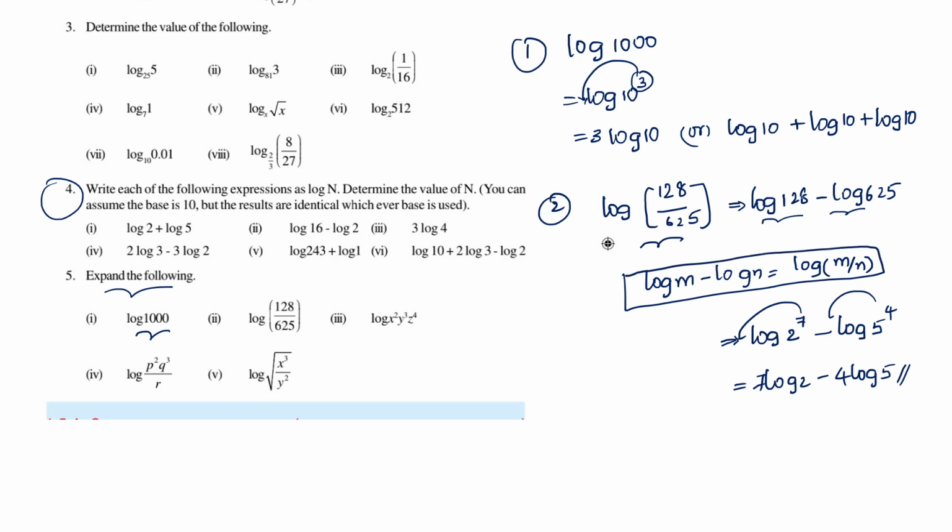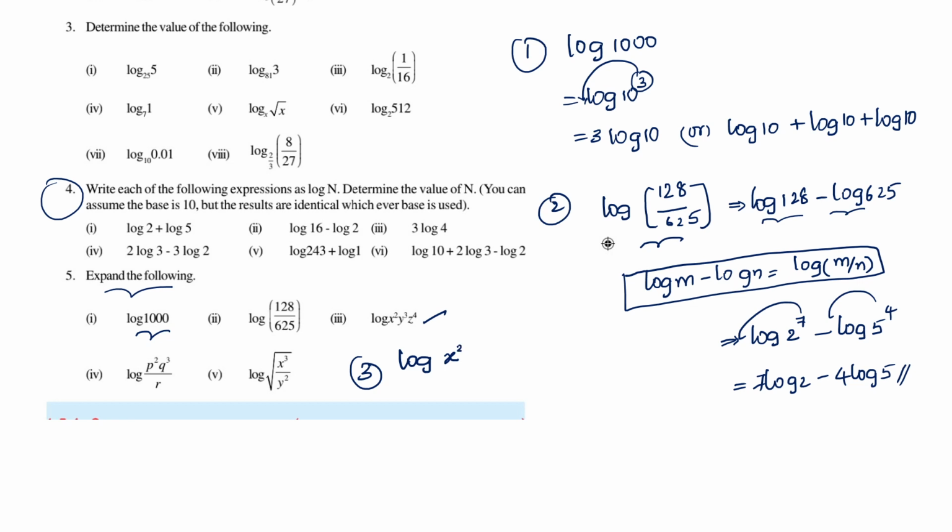Now 128 can be written as 2 power 7. See, by seeing it we have to guess the powers of 2s and 3s and 4s. And similarly 625 can be written as 5 power 4. So whenever we have a number in the power, that number will multiply before the logarithm. That's it. Now see here, third question.